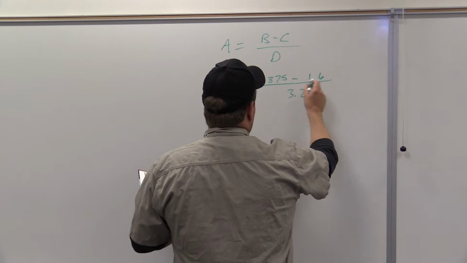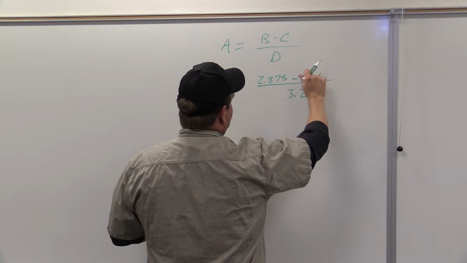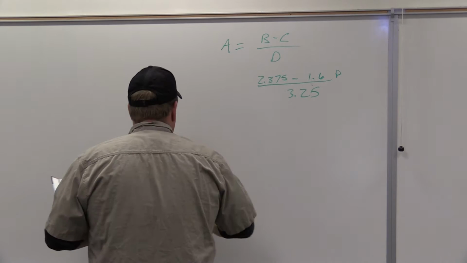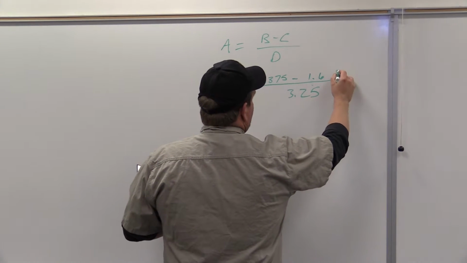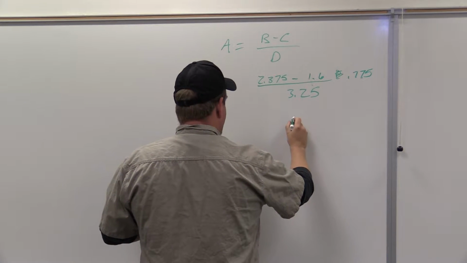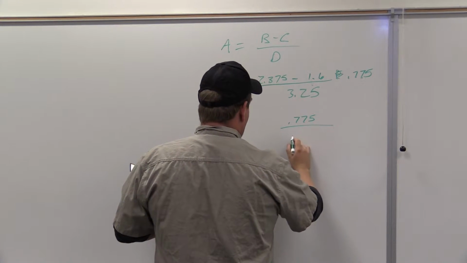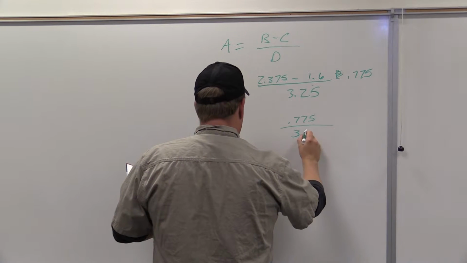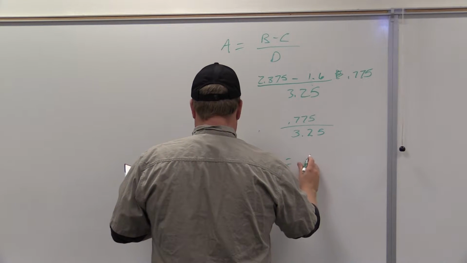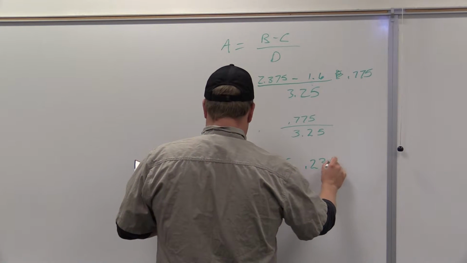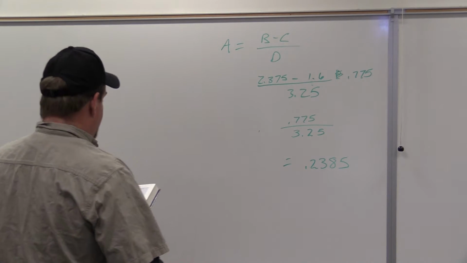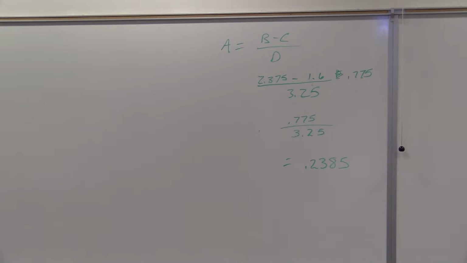So there what we do is PEMDAS, we're going to do, first of all, we do our subtraction. Okay? So we need to take this to make it a whole number first. We end up with 0.775. 0.775 divided by 3.25 is equal to 0.2385. Okay, it's a basic algebraic equation, very simple.